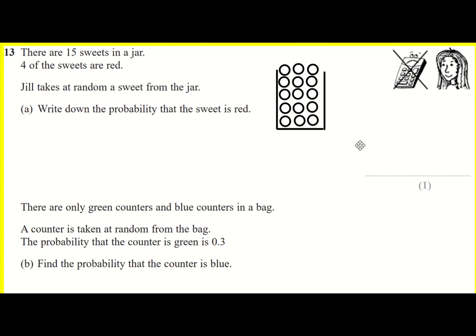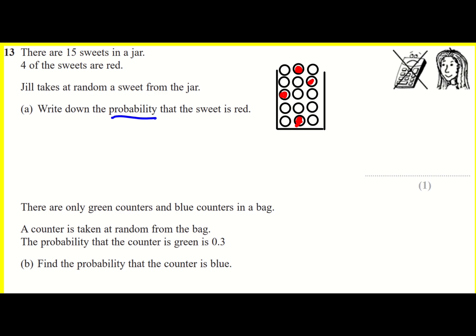And we know that there are 15 sweets in that jar and 4 are red, okay? So it doesn't matter which 4, but let's just say this one, this one, this one, and this one are red, okay? Doesn't matter what the other colours are of the sweets, but we know there are 4 that are red. Now, probability.